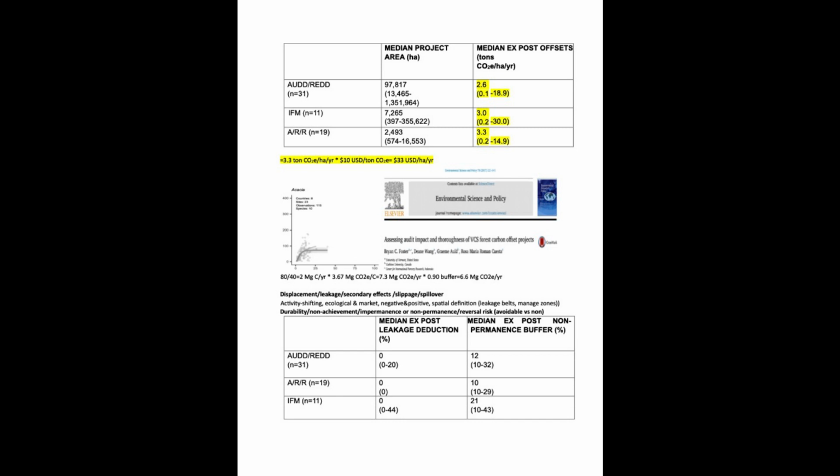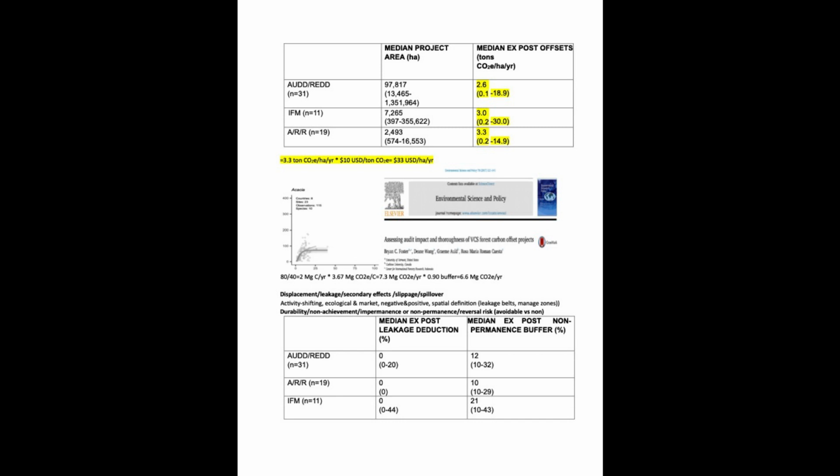Leakage may be positive or negative, though only negative activity shifting and market leakage are often required to be accounted in VCS methodologies. Leakage also has spatial boundaries, defined as leakage belts for monitoring and management zones for circumvention. Although I found a median of 0 for leakage deductions, I suspect these deductions are higher today, particularly with IFM projects for market leakage.